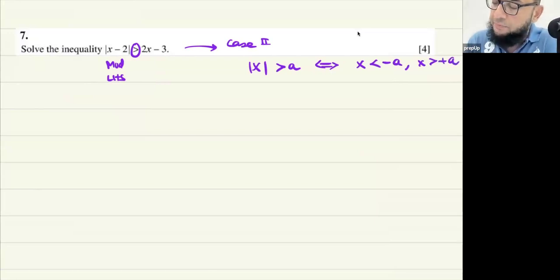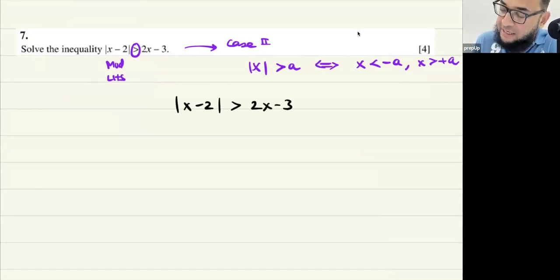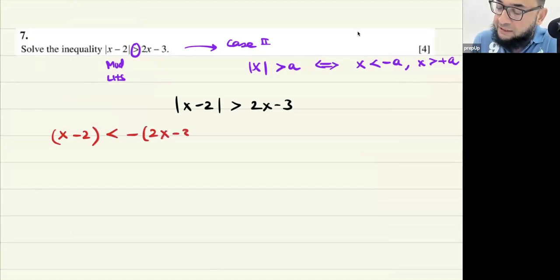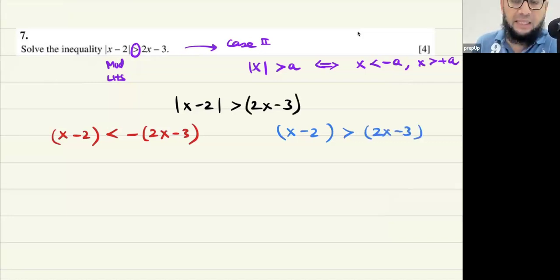So now let me write it. |x minus 2| is greater than 2x minus 3. Write it separately. So this is x minus 2 is lesser than negative of (2x minus 3). Let me write it separately. x minus 2 is greater than 2x minus 3. I can just put a bracket over here. There is no harm in that.